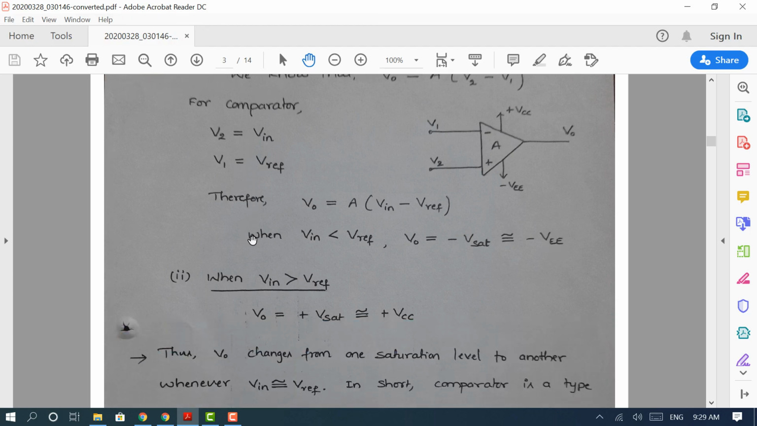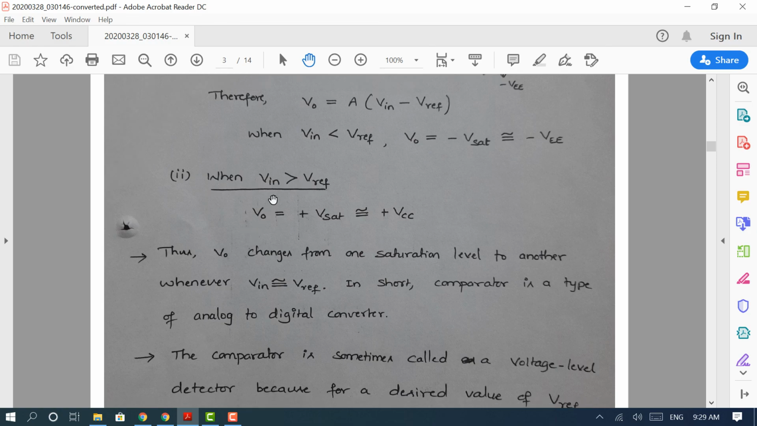In the same circuit, if I assume input is greater than the reference voltage, in such case, the same expression can be used. When input becomes greater than the reference voltage, since gain is very high, the output goes to positive saturation. It cannot go to 10 to the power of 5 times the input voltage, but instead it stays at plus Vsat, which is approximately equal to VCC.